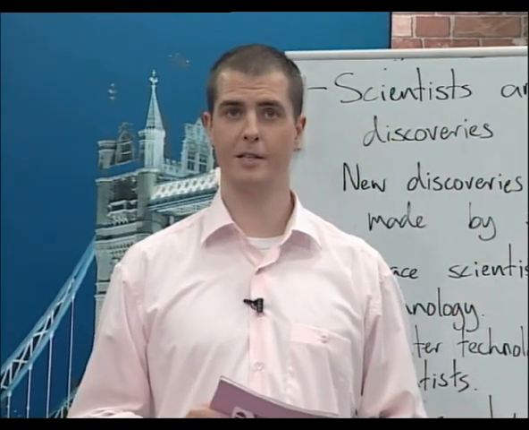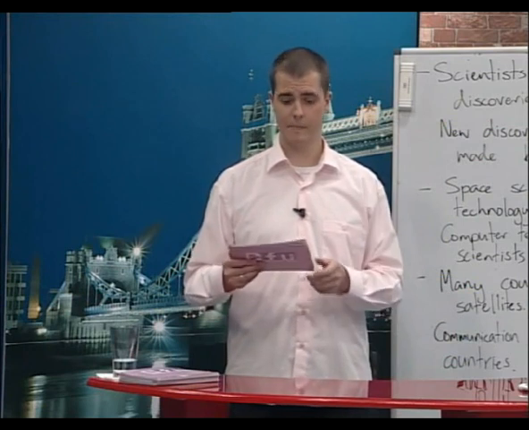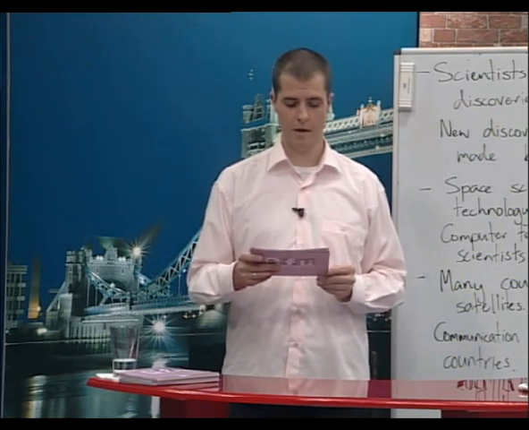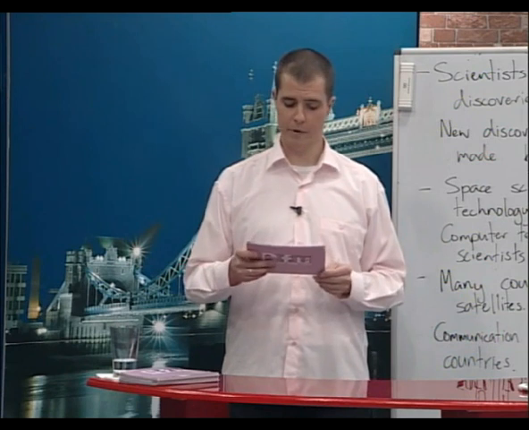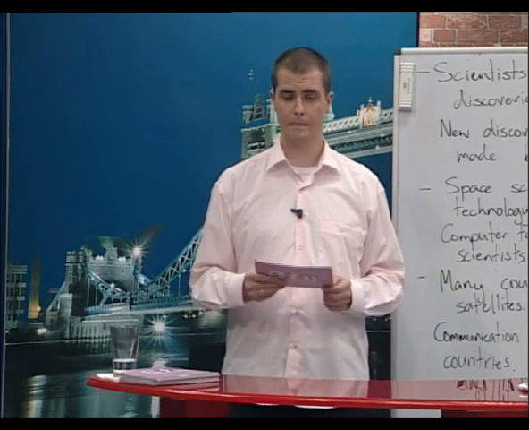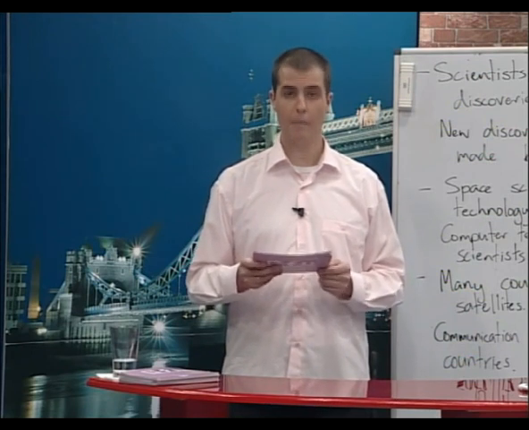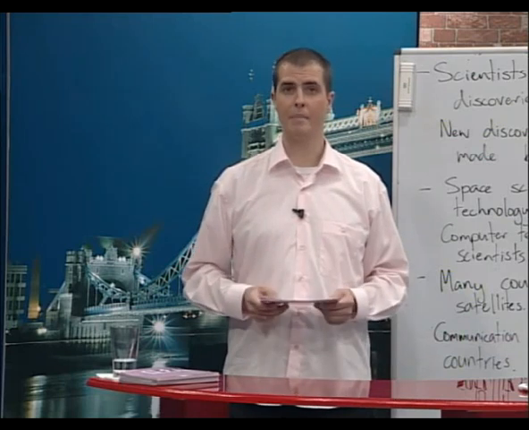Now let's listen and write. Now listen and write these sentences. Number one, has a new comet been discovered? Number two, has a new planet been seen? Number three, the Earth is orbited by one moon. Number four, sunlight is reflected by a mirror. Number five, Pluto was discovered many years ago. Number six, the rocket engines are being started.